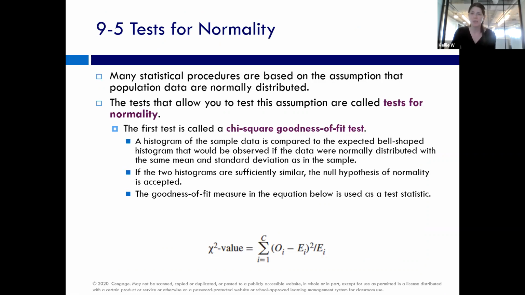Okay, so we've been operating under this assumption that population data is normally distributed, which is an assumption that we have been making for the last 3 weeks.